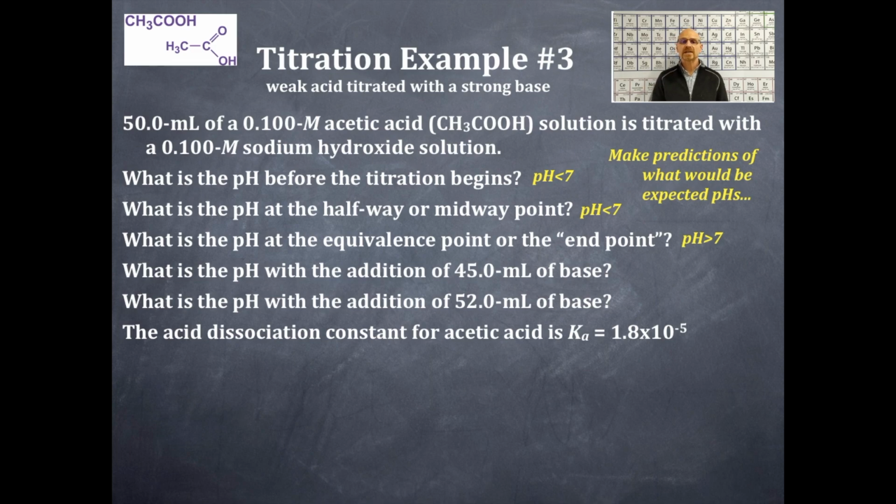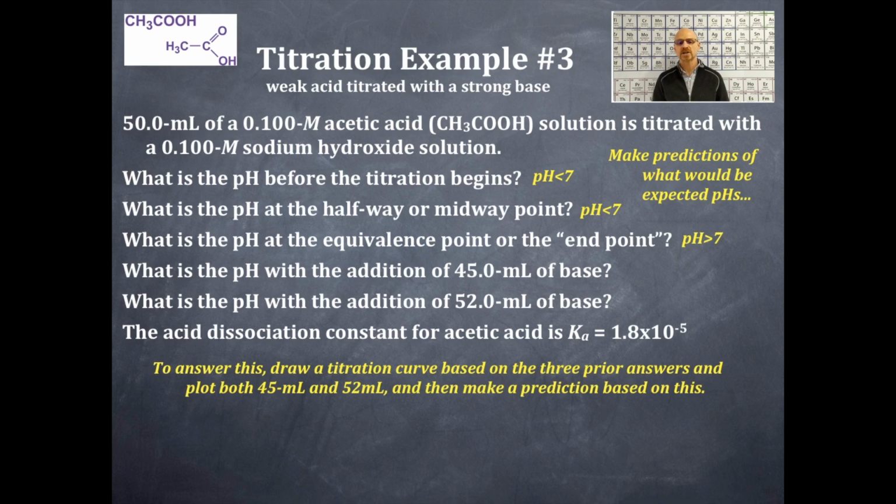Okay, now, what is the pH going to be at the 45 mils and the 52 mils with the addition of that sodium hydroxide base? Well, to answer this question, you really need to draw a titration graph. Based on the 3 previous calculations, that is, the pH before titration, the pH at the midway, halfway point, and the pH at the equivalence or the end point, you will be able to figure out where the volume of base that you have added falls and what those pH values are. Then based on that graphic, you will be able to make a prediction at both 45 and 52 milliliters.